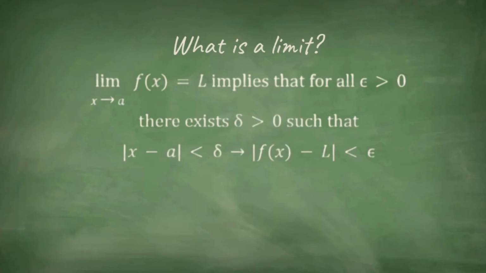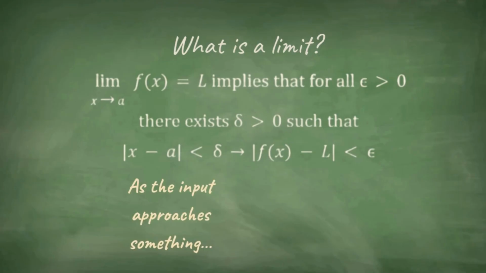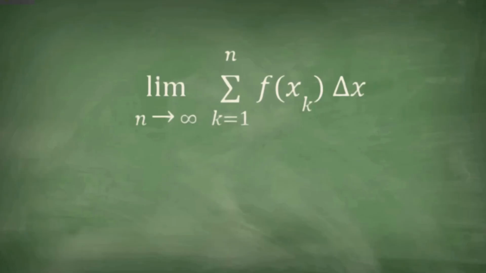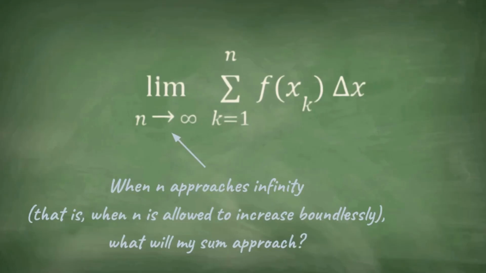Let's break it down. What is a limit? Well, it says that as the input value approaches something, the output value approaches something. And what the output value approaches is the limit. So we understand the left side of this expression to be saying, when n approaches infinity, that is, when n is allowed to increase boundlessly, what will my sum approach? And by sum, I mean everything contained to the right of this fella.